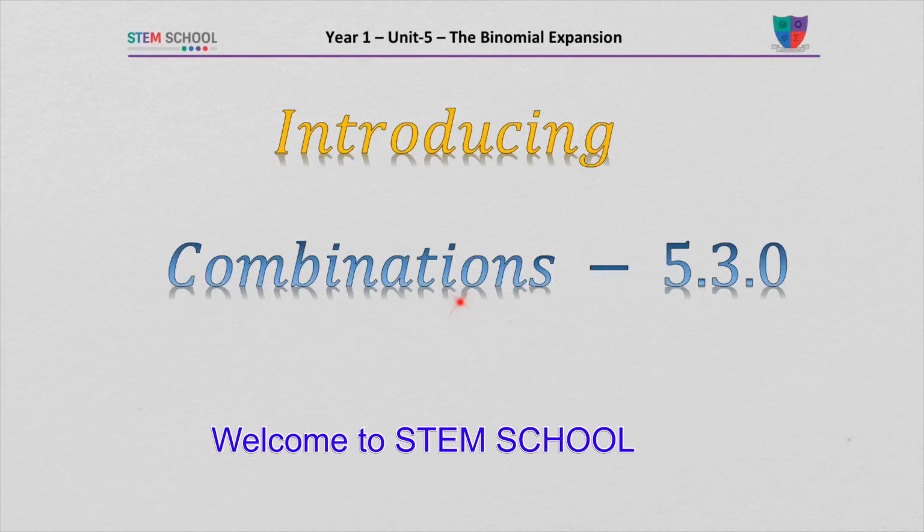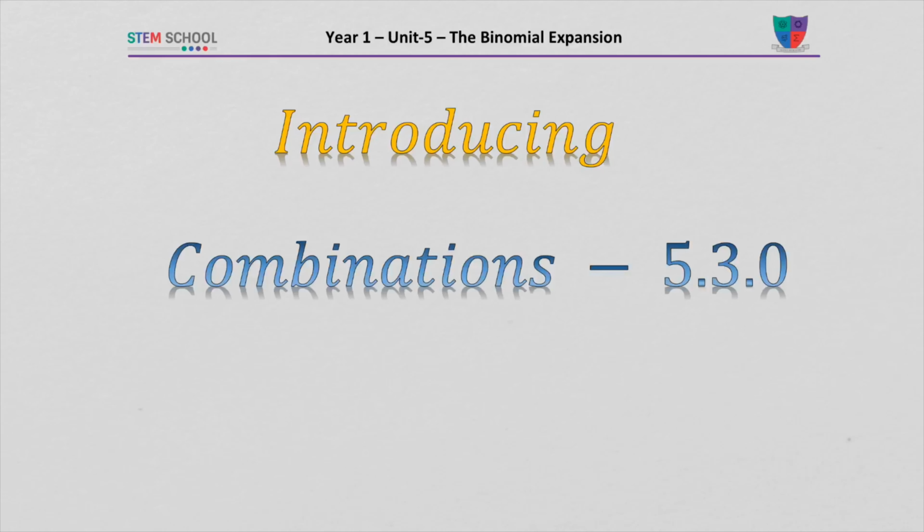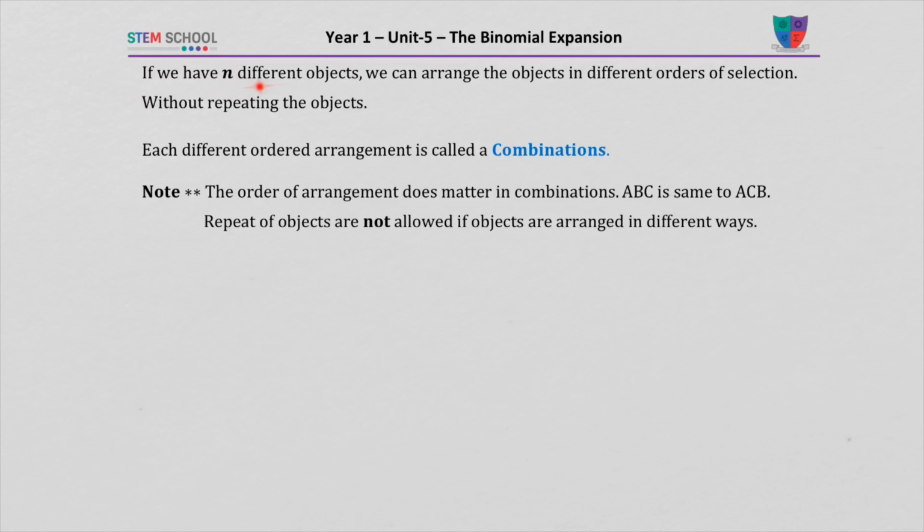Introducing combinations 5.30. If we have n different objects, we can arrange the objects in different orders of selection without repeating the objects. Each different order arrangement is called a combination.